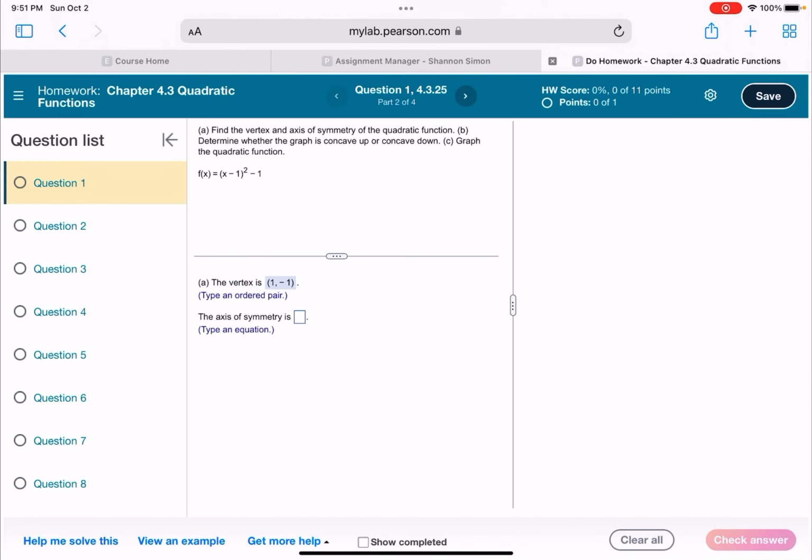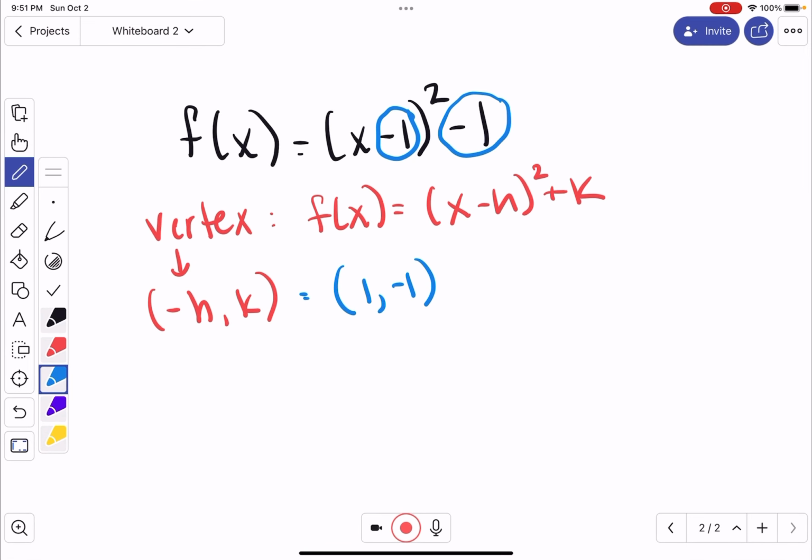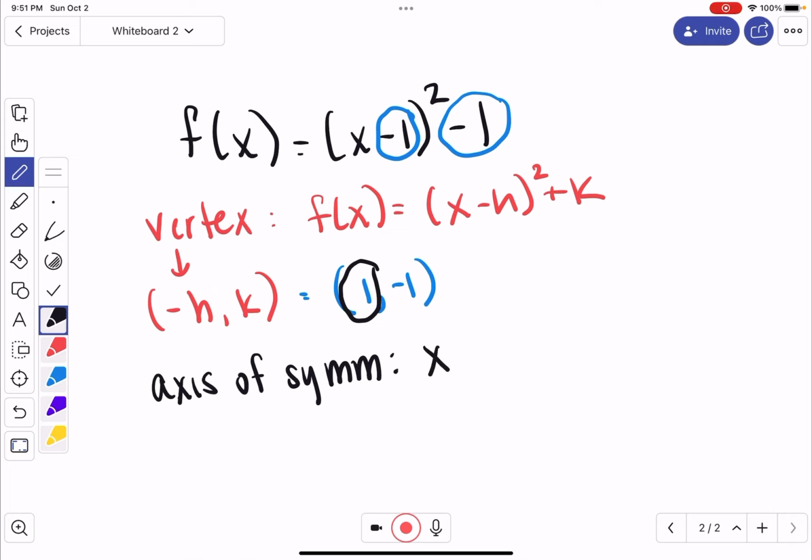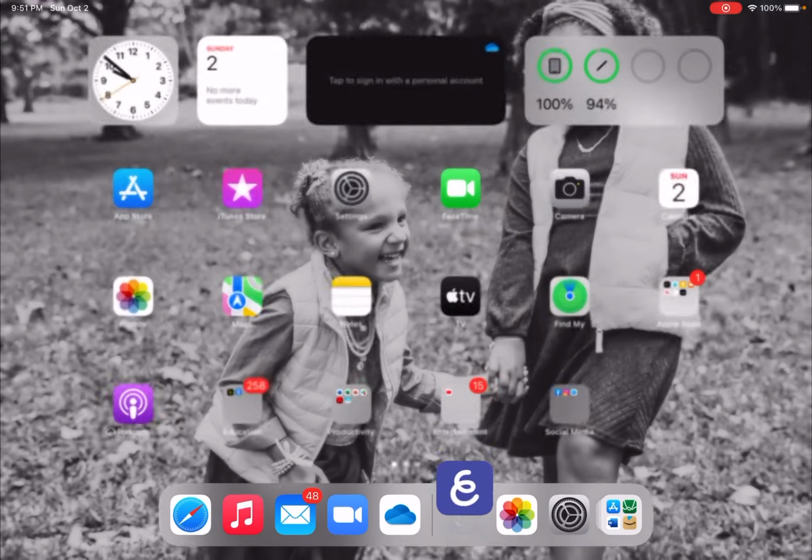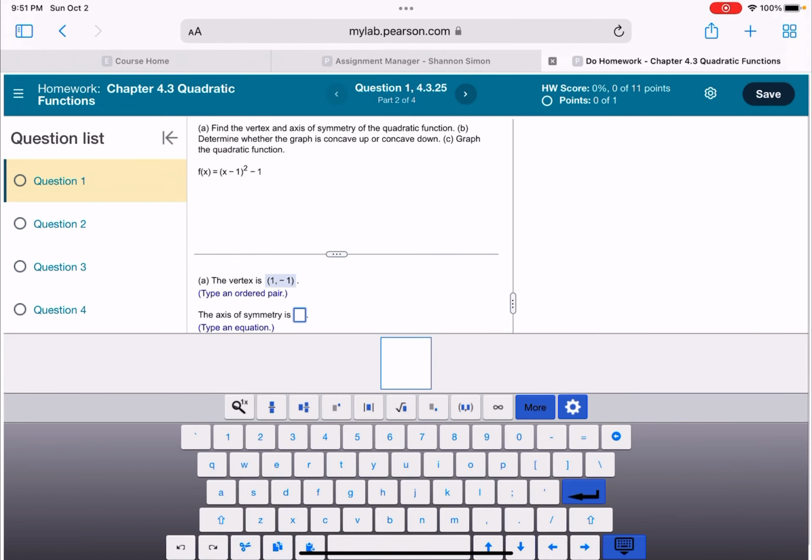Now, the next part asks us for the axis of symmetry. Remember that the axis of symmetry is always where the x value is, or the h value, for the vertex. So the axis of symmetry is a line, or an equation. We need to write it as x equals whatever our actual h value is here. In this case, it's x equals 1. So we always write it as x equals h. Let's go back and type that in as x equals 1, the actual h value.